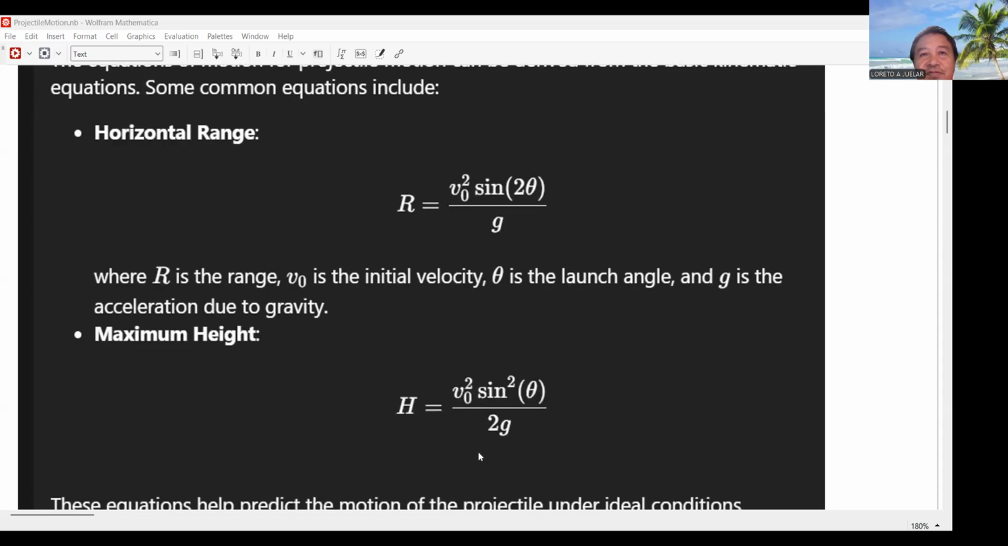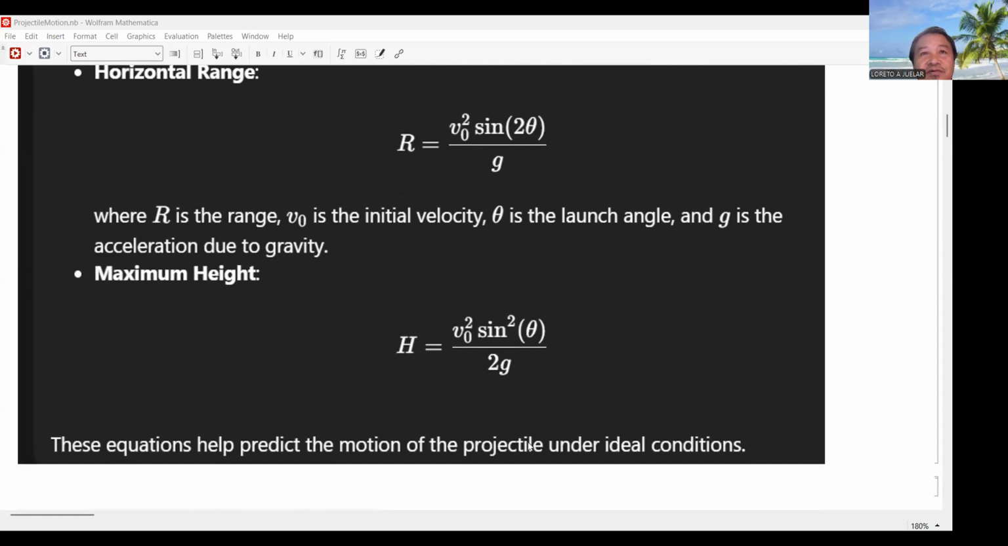So we also have the maximum height. Later on, I will derive this. So these equations help predict the motion of the projectile under ideal conditions.